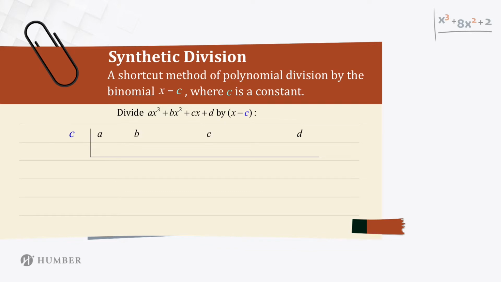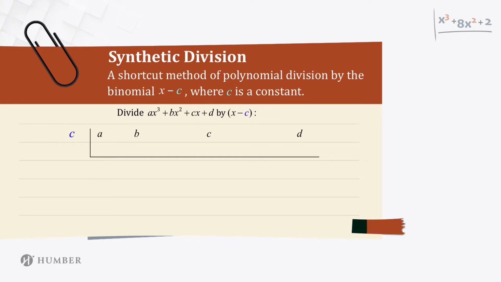Here, it is critical that we use the opposite sign of c value. For example, if we had x minus 2, then c should be 2. If we had x plus 2 instead, then c should be negative 2.